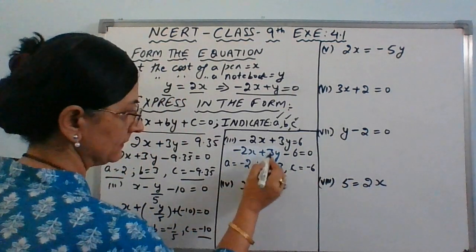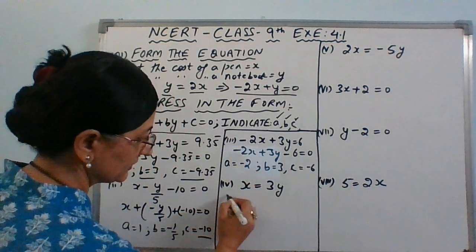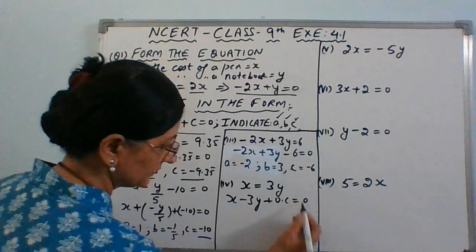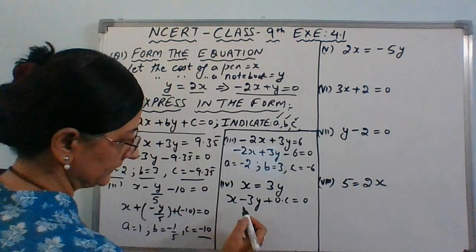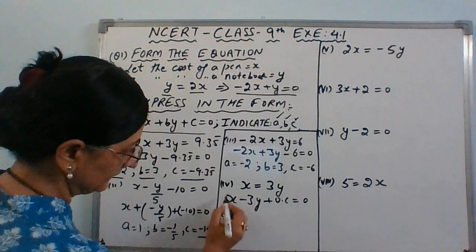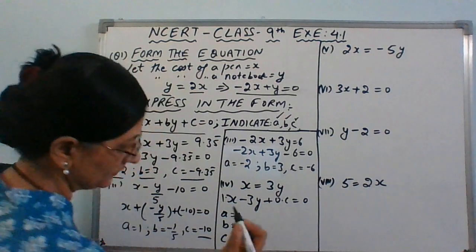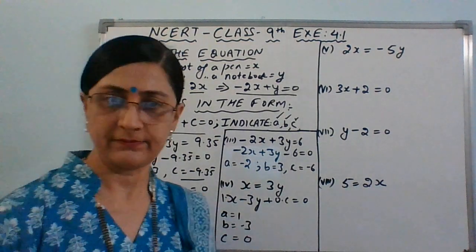You just have to tell A, B and C. Simple exercise. Now I'll be shifting this to the left side with a change of sign. I don't have C. 0, C is equal to 0. I'm writing it that way. Now here A is 1 because here it's 1 and B is minus 3 and C here is 0. We don't have a constant term. So C will be 0.